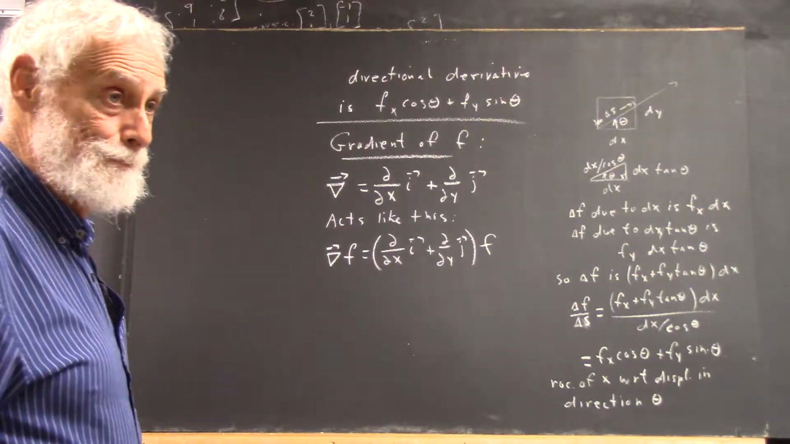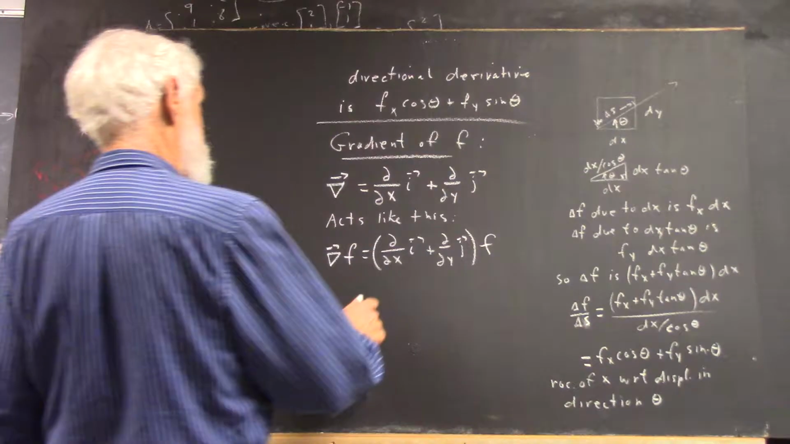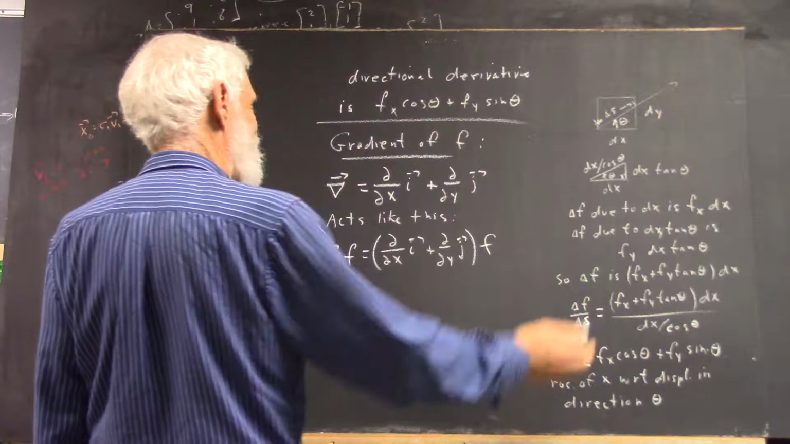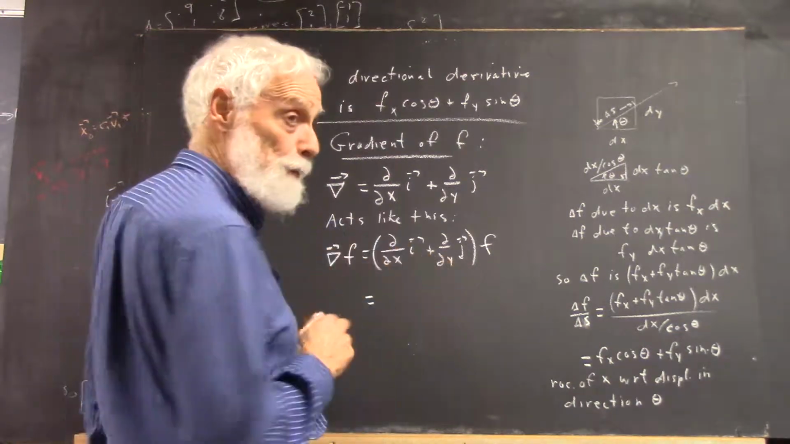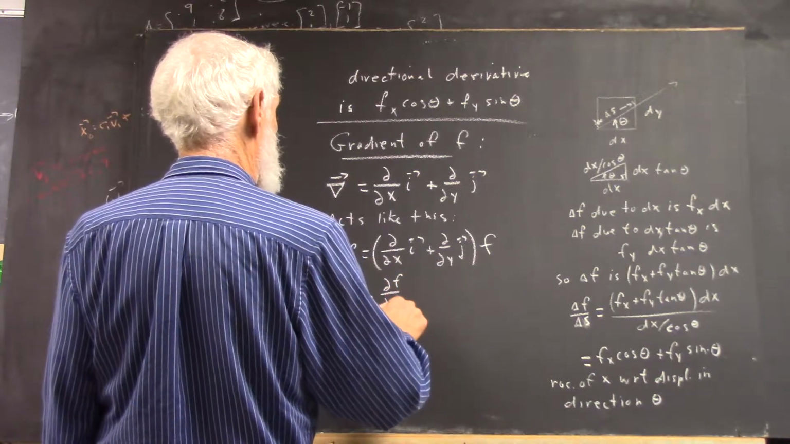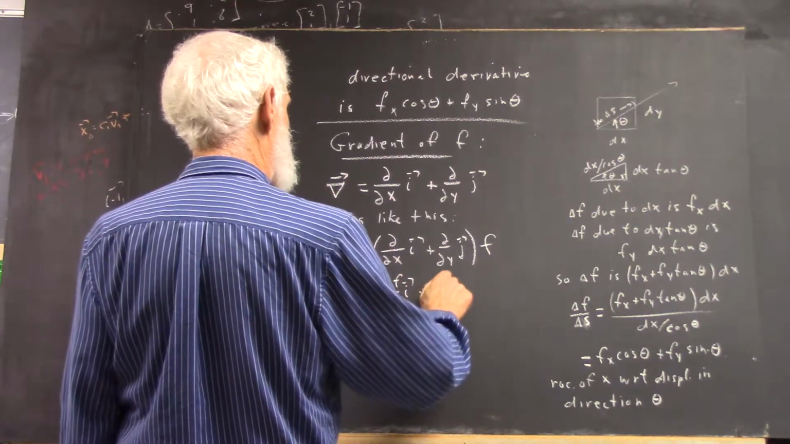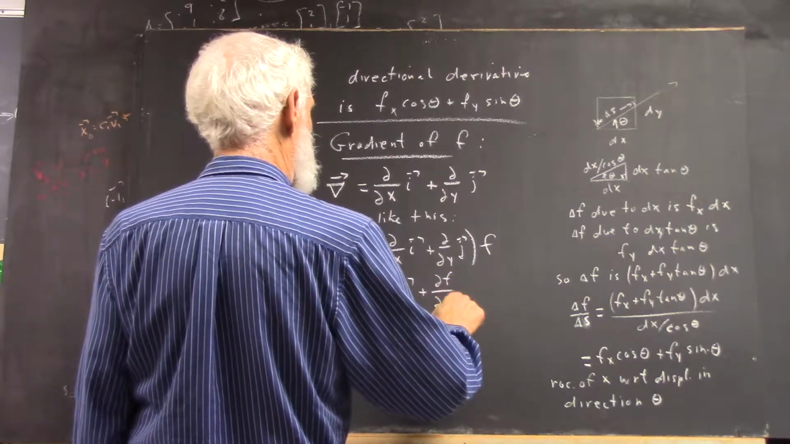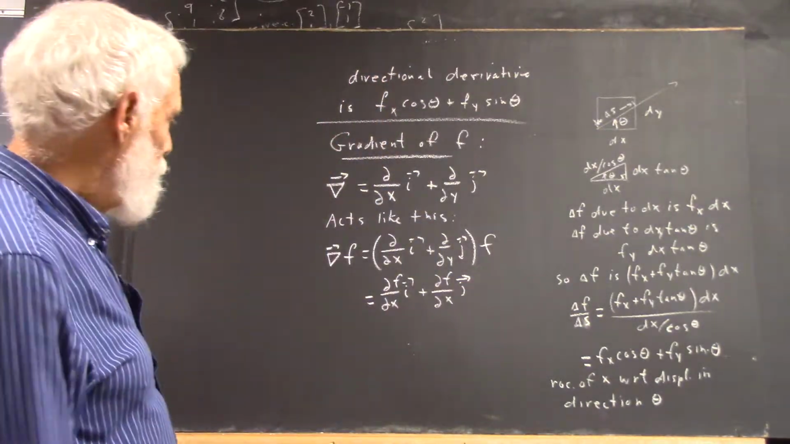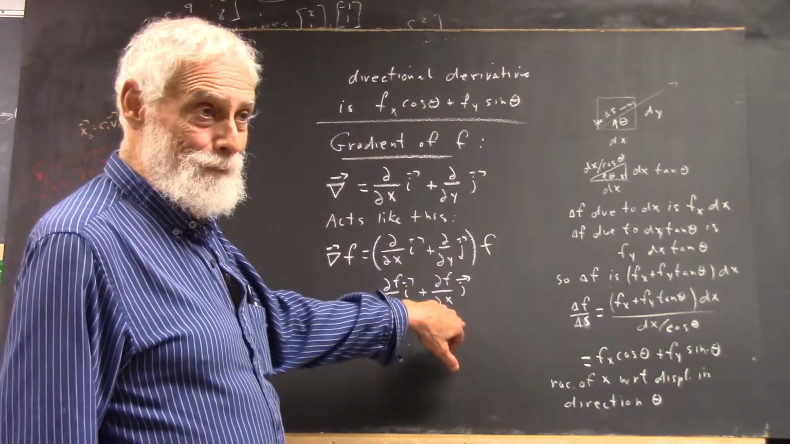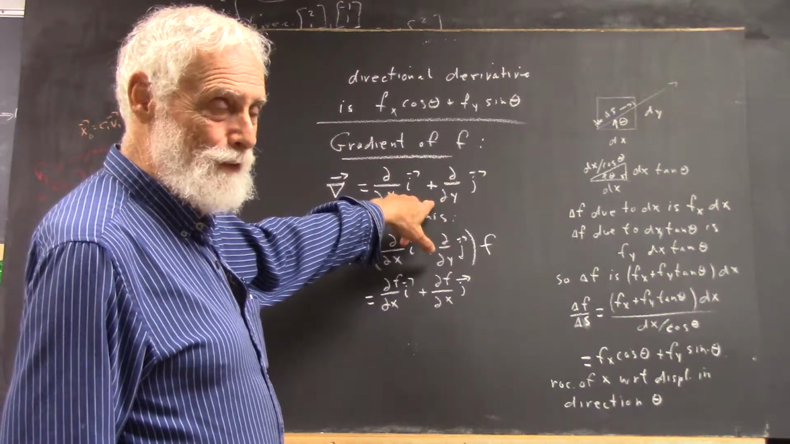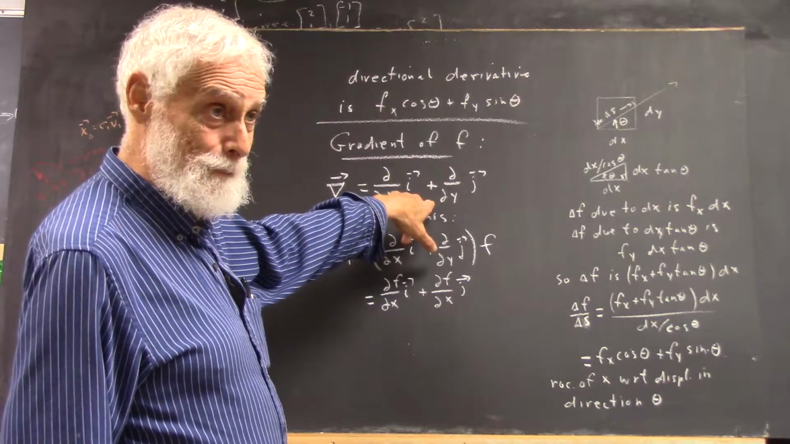Okay? And what that means is, it's kind of like the operation distributes, or these things distribute over f, so you get partial f with respect to x times i plus the partial f with respect to y times j. Okay? But why didn't I just write this out? Because you can also do a cross product of the operator with a vector function.